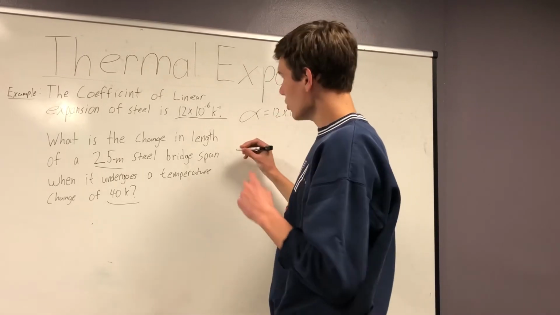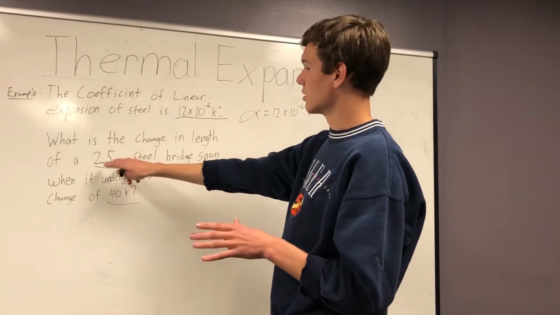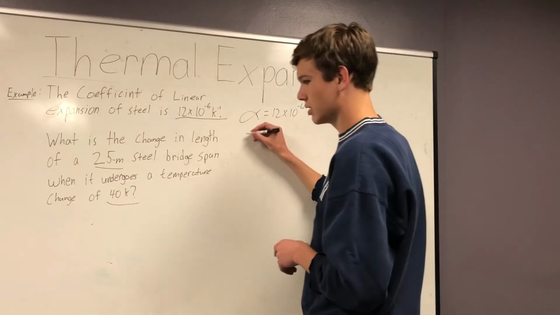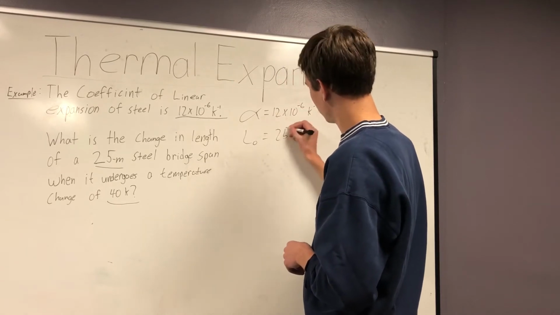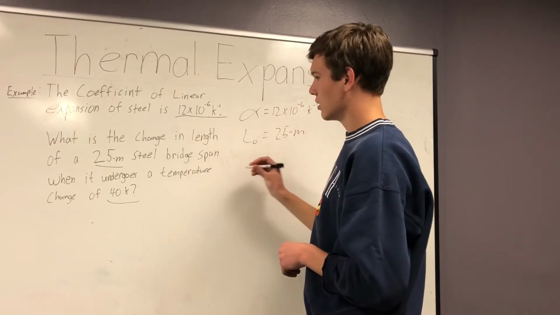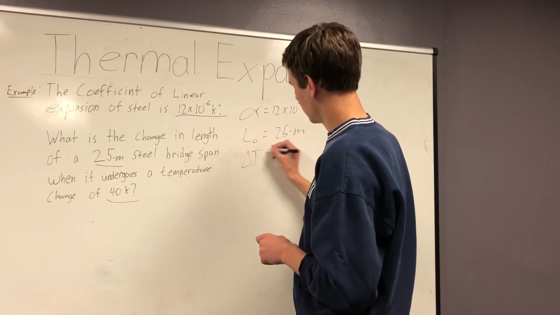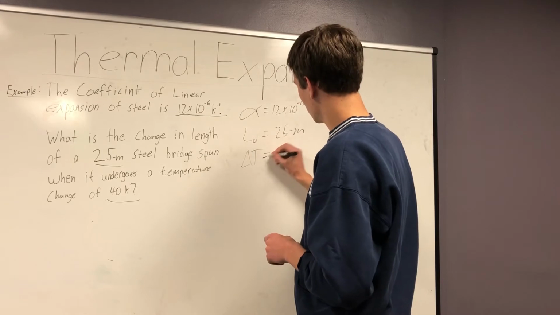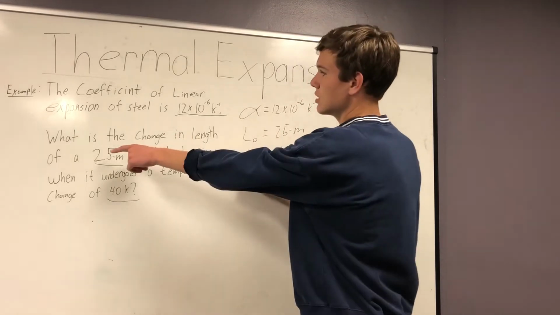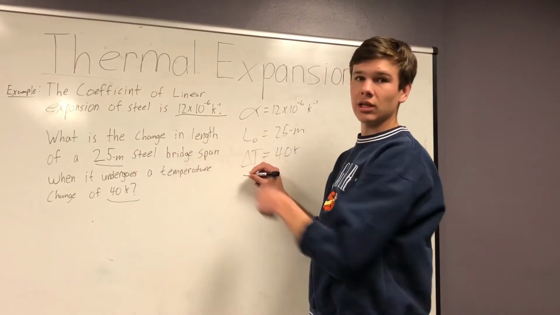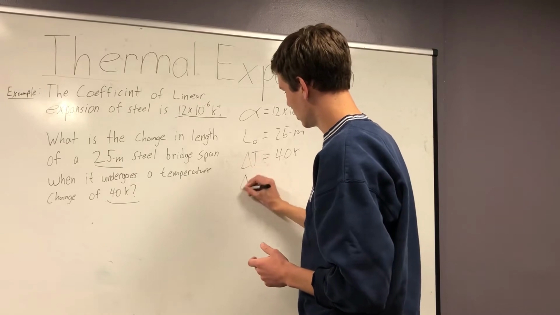And then we also know that the length of the steel bridge is 25 meters. So the initial length is equal to 25 meters. And then the final given is that the change in temperature is going to be 40 Kelvin. All right, and then it says we're looking for what is the change in length of the 25-meter steel bridge. So we're looking for the change in length.